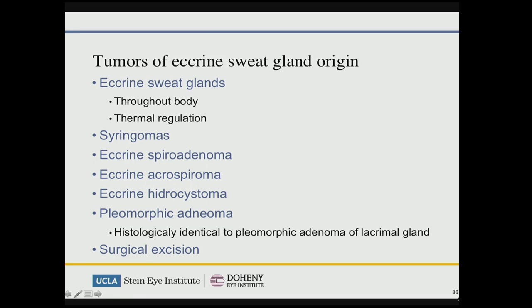Tumors of eccrine sweat gland origin. Eccrine sweat glands are located throughout the body and important in thermal regulation, and they include various benign tumors, including an eccrine hydrocystoma and a pleomorphic adenoma of the lid, which is histologically identical to a pleomorphic adenoma of the lacrimal gland. These need to be surgically excised.